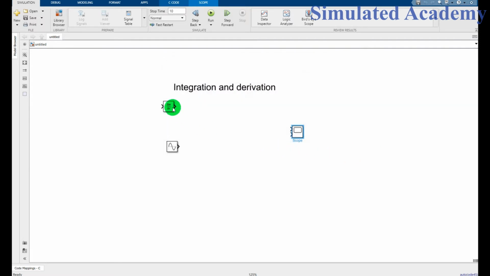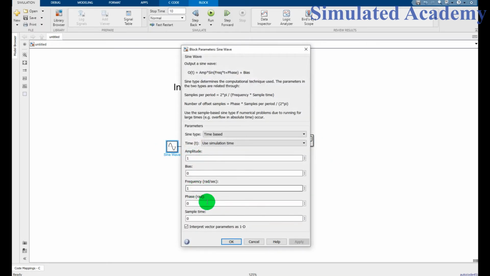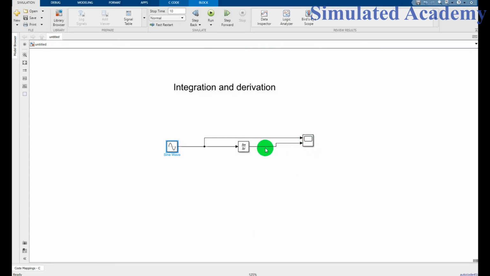Now, this is what my circuit will look like, the connections. The first one will be the sine wave, the second one should be the derivative. Simulate this.